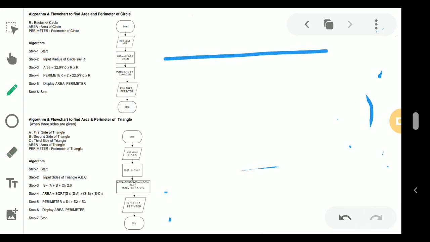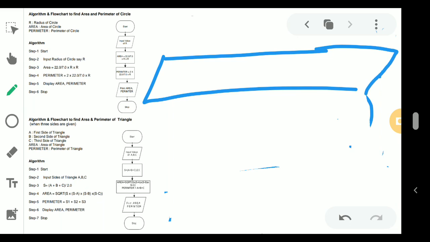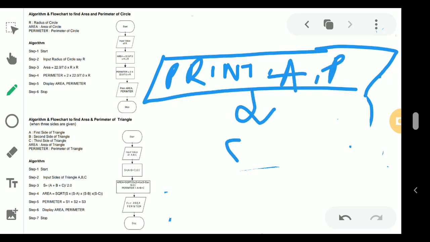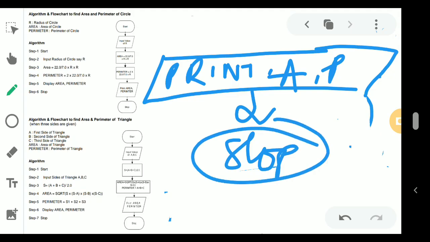There is a box to print area and P, then there is a stop. Okay, so these two problems I have solved today. I hope it is clear to you.